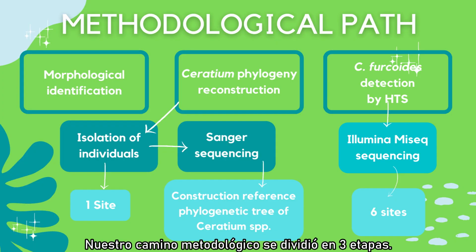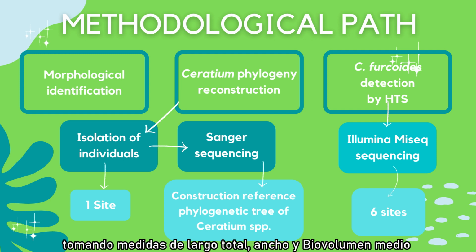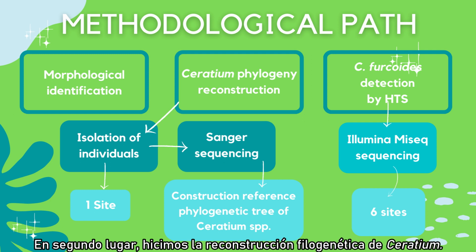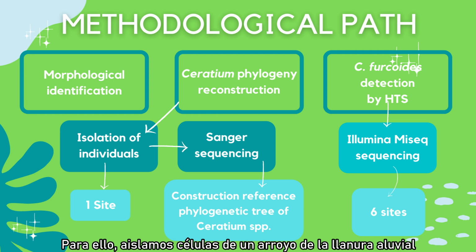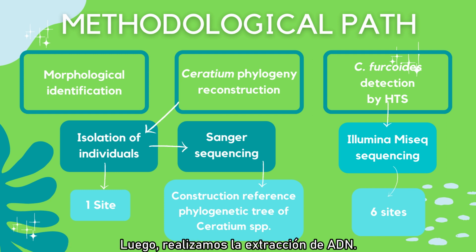Our methodological path was divided into three stages. First, we carried out the morphological identification by taking measurements of total length, width, and medium biovolume of a total of 25 individuals per sample. Secondly, we did a phylogenetic reconstruction of Ceratium. To accomplish this, we isolated cells from a floodplain stream manually under microscope to form a pool of 15 to 30 individuals. Then we did genomic DNA extraction.